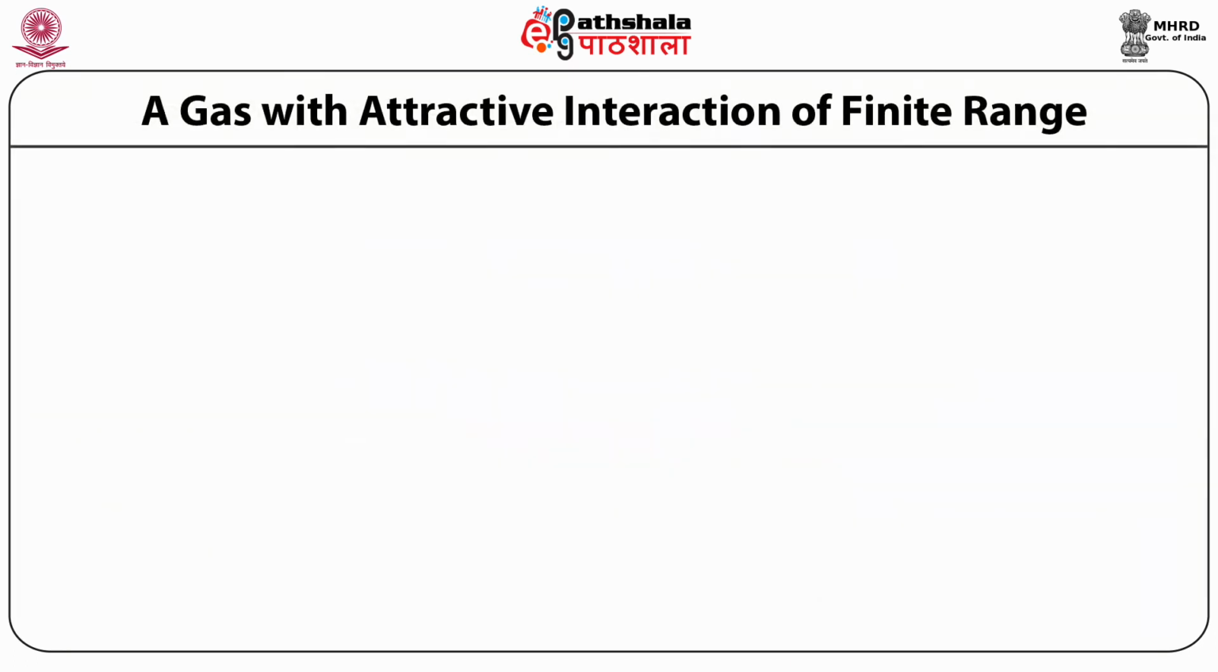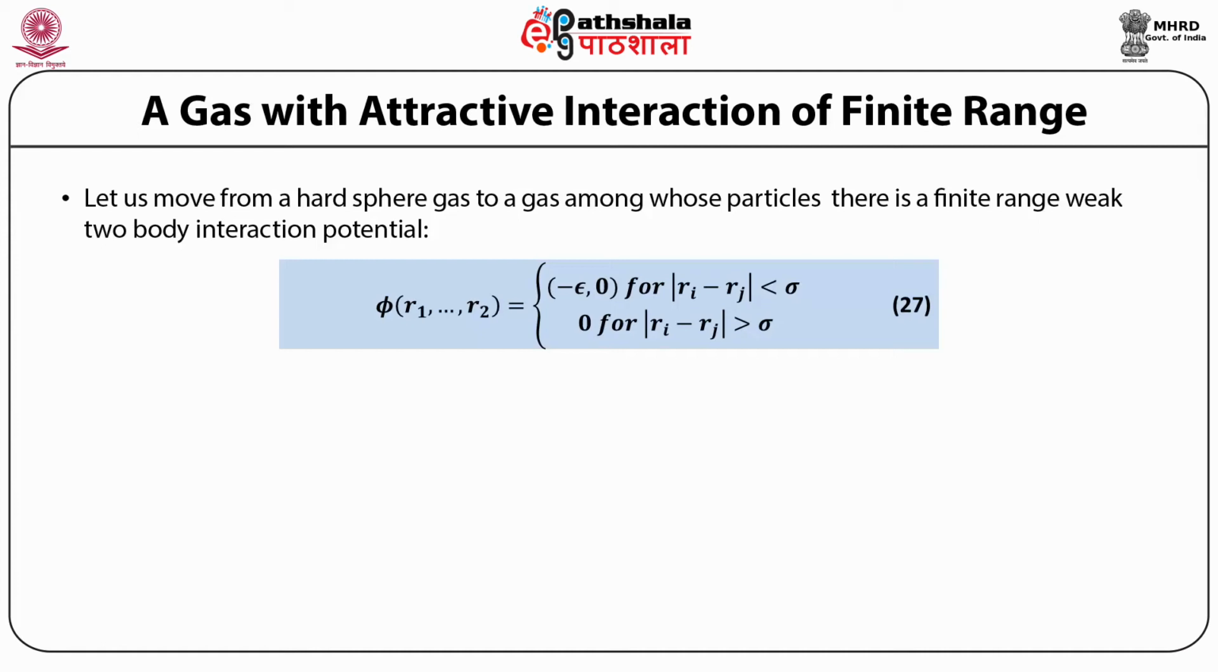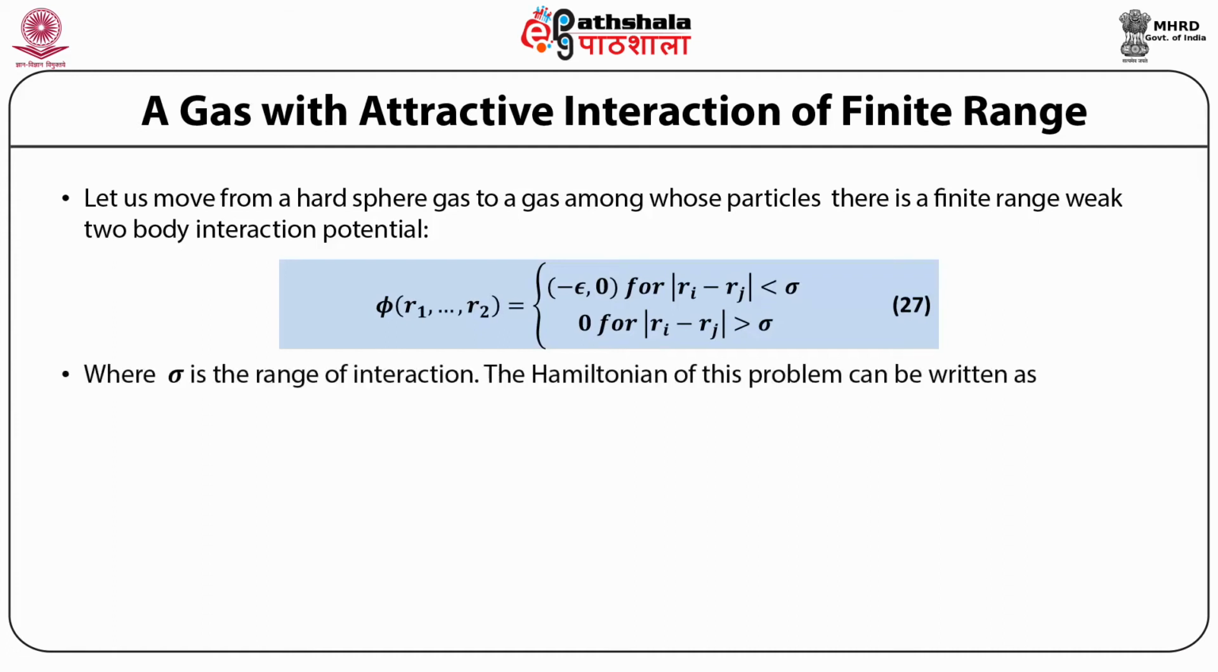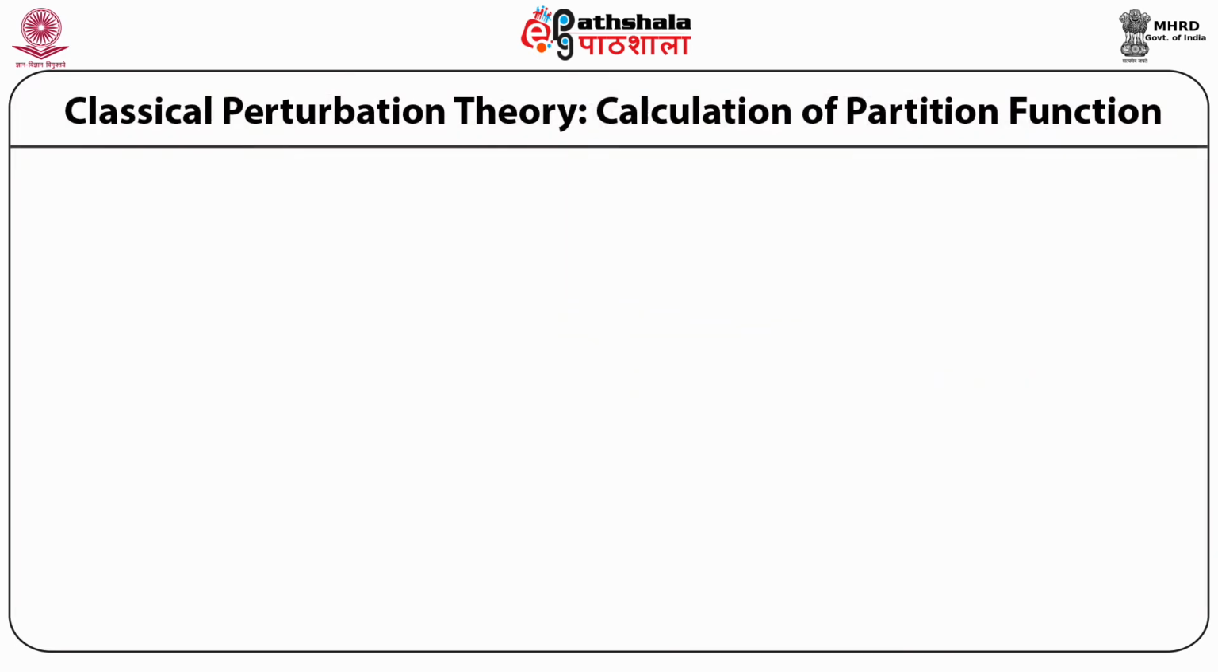A gas with attractive interaction of finite range. Let us move from a hard sphere gas to a gas among whose particles there is a finite range weak two-body interaction potential, defined by phi(r_i, r_j) equal to minus epsilon for modulus of r_i minus r_j less than sigma, and equal to 0 for modulus of r_i minus r_j greater than sigma, where sigma is the range of interaction. The Hamiltonian of this problem can be written as H equal to H ideal plus H1, where H1 is equal to summation over i greater than j of phi_2 as a function of r_i minus r_j. When phi_2 is equal to 0, the system reduces to an ideal gas.